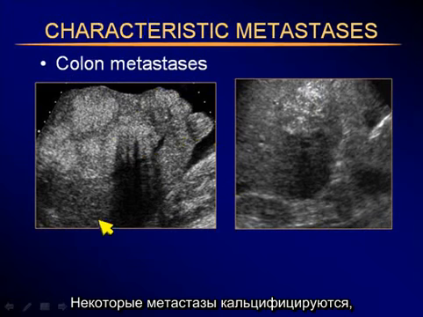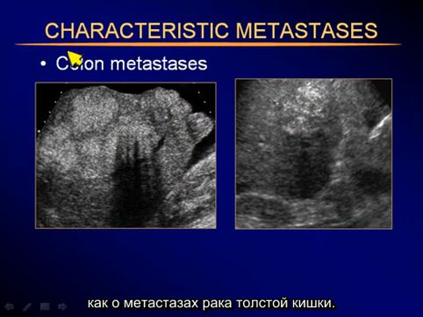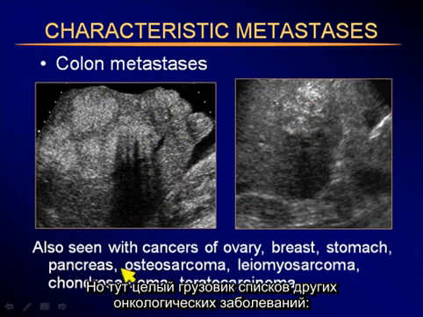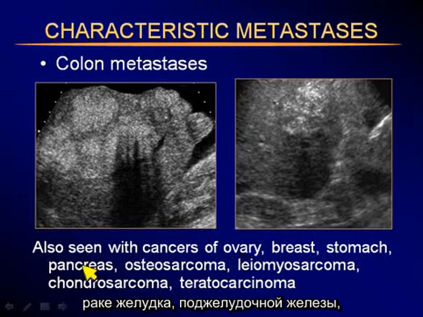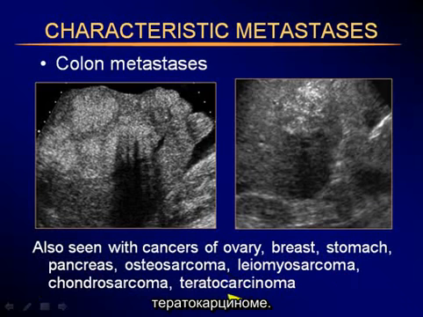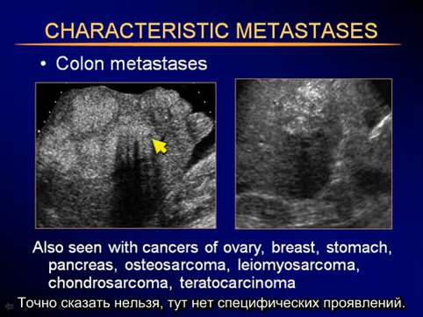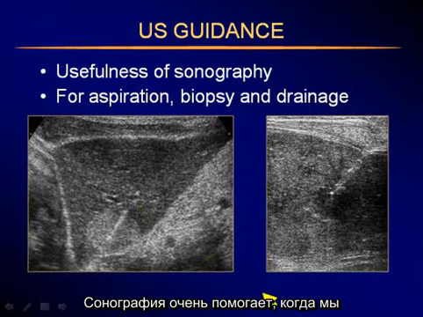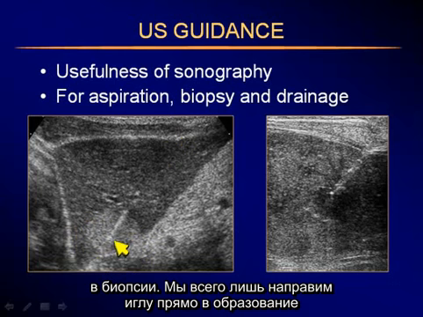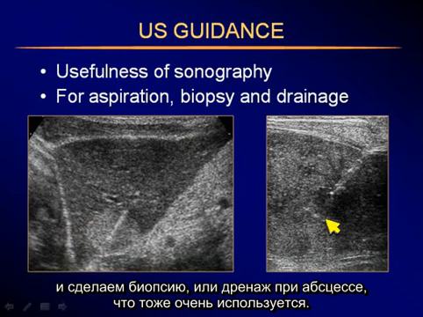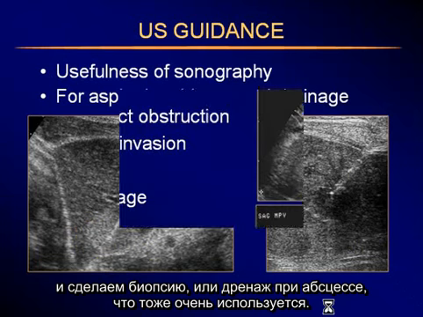Some metastases are calcified, and we usually think of them as coming from colon cancer, but there is a whole laundry list of other cancers. We can see calcified metastases with ovarian cancer, breast cancer, stomach cancer, pancreas, osteosarcoma, leiomyosarcoma, chondrosarcoma, teratocarcinoma, so certainly not a specific appearance. What's very useful with sonography is that when we're not sure we need a tissue diagnosis, we can just guide a needle straight into the mass and get a biopsy, or provide drainage if it's an abscess, and that's extremely useful.